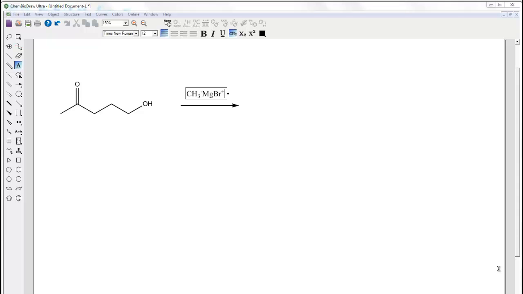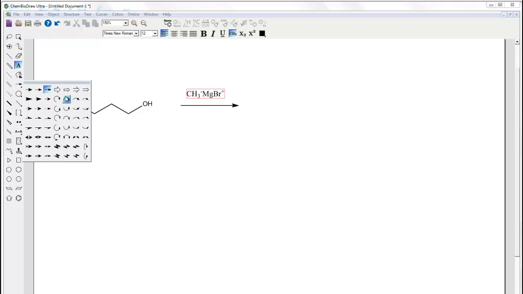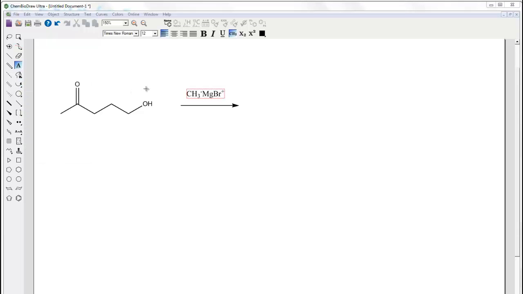Section 20.12 will look at protecting groups, and let's look at a reason for why they might be needed. Here we have a reaction where we want to add our methyl magnesium bromide to our ketone to reduce the ketone and add an alkyl group. However, the problem that we get is that we have an alcohol here.